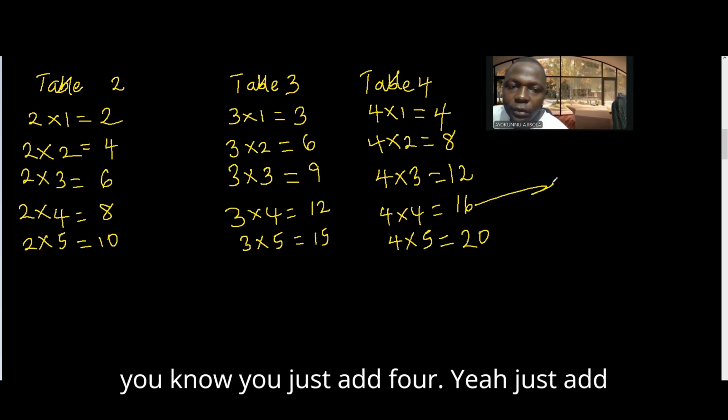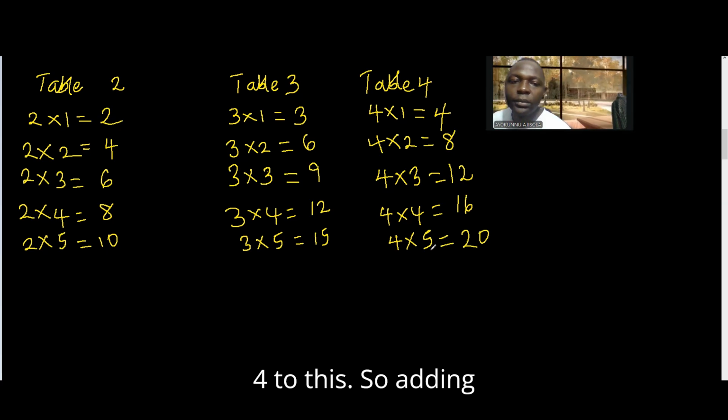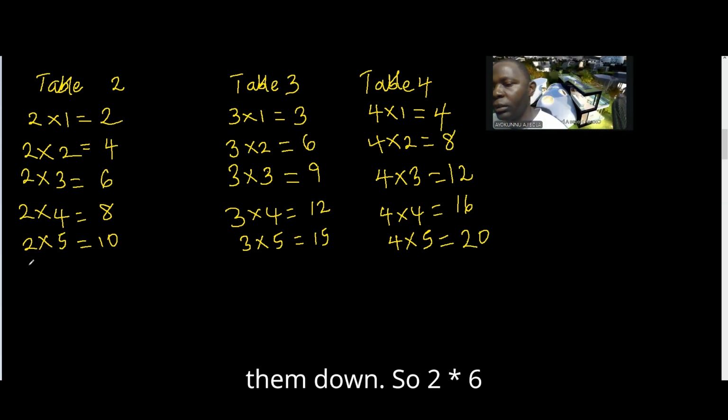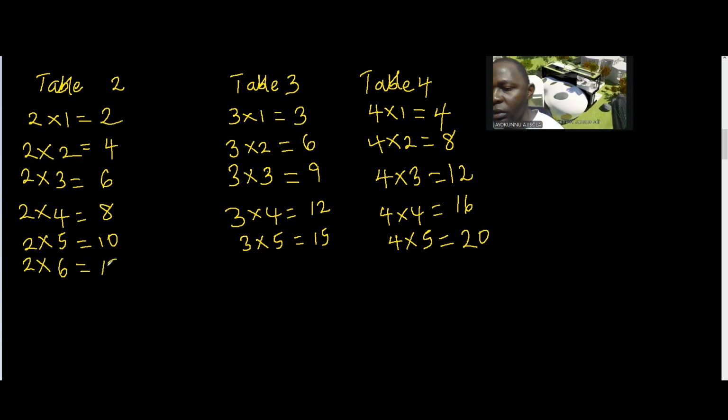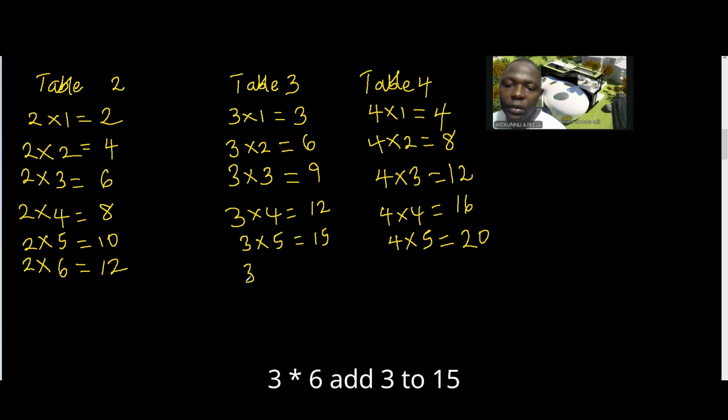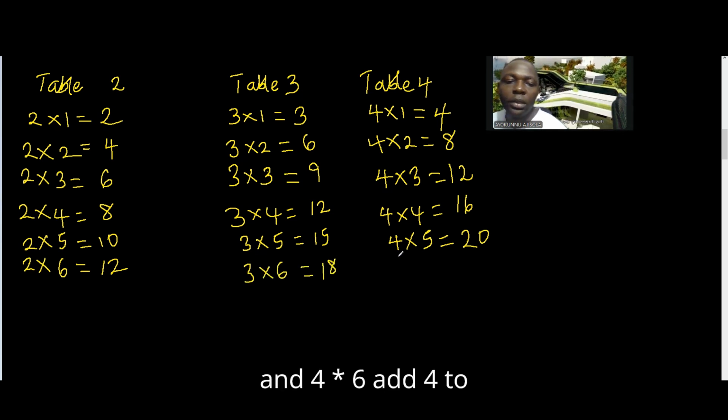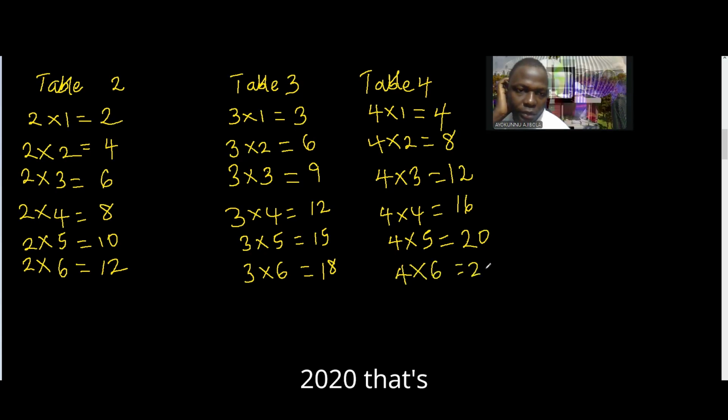You just add 4 to this. You keep adding them down. So 2 times 6, add 2 to this. 3 times 6, add 3 to 15. And 4 times 6, add 4 to 20.